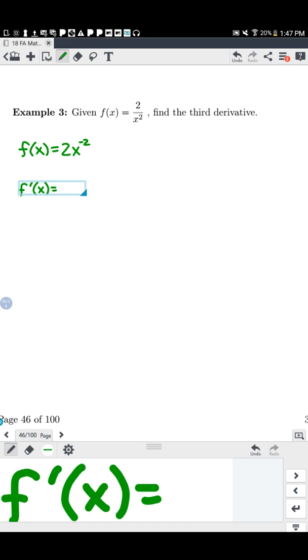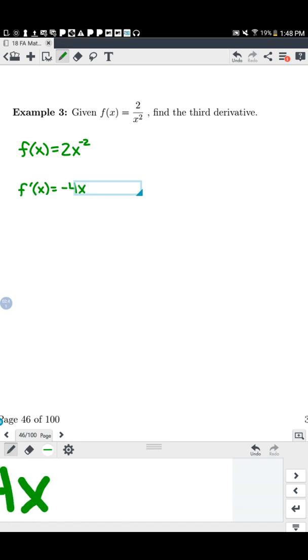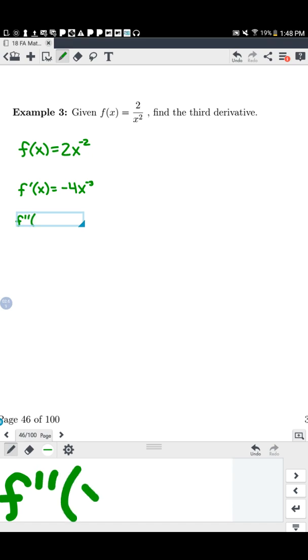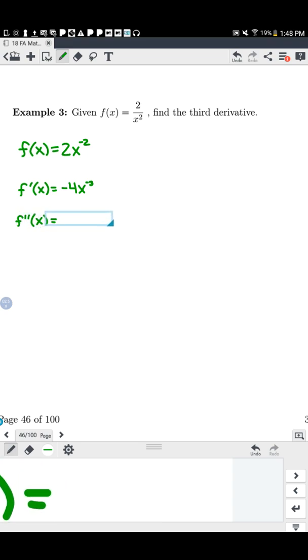So my first derivative, f prime of x, I'm going to bring down my power. Negative 2 times 2 out front is going to be a negative 4. X to the, I need to subtract 1, so that's going to bring me down to negative 3. So now my second derivative, I'm almost there because I'm only asked for the third derivative for this one. And WebAssign's only going to ask you for the third derivative too, so it won't make you take it out too far.